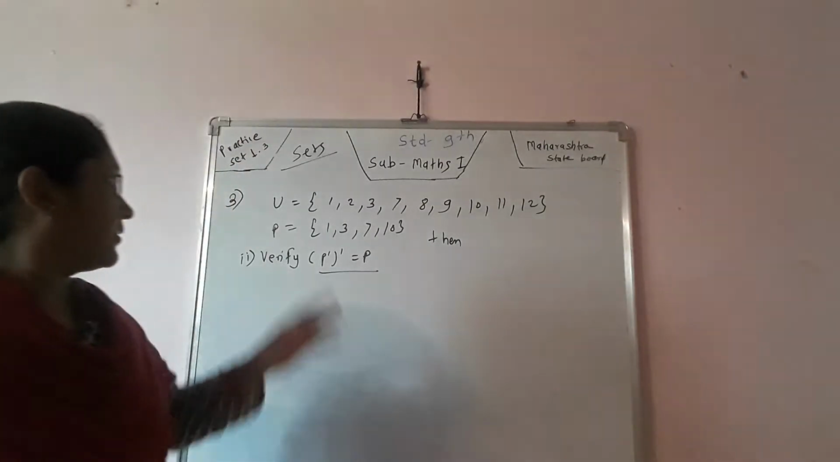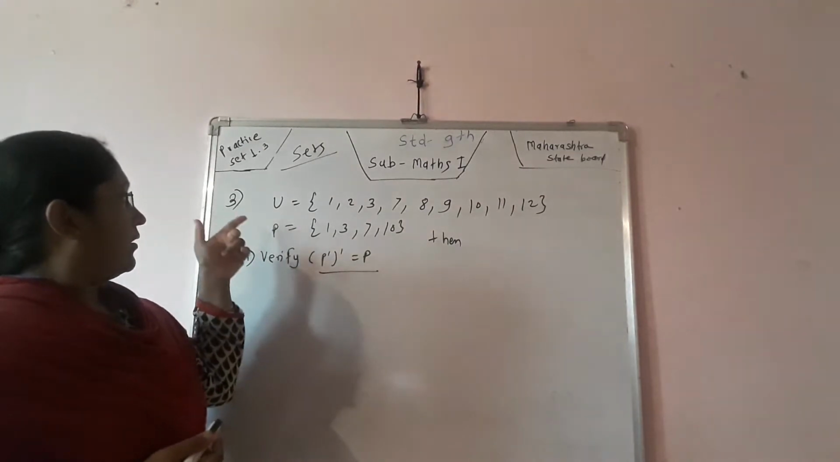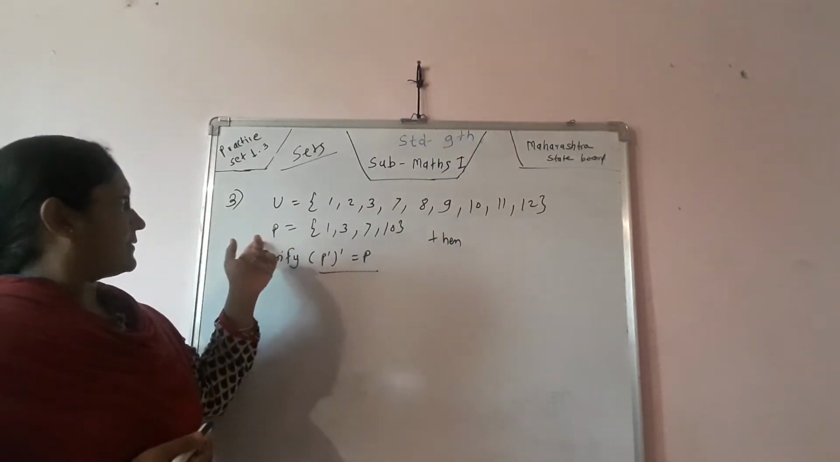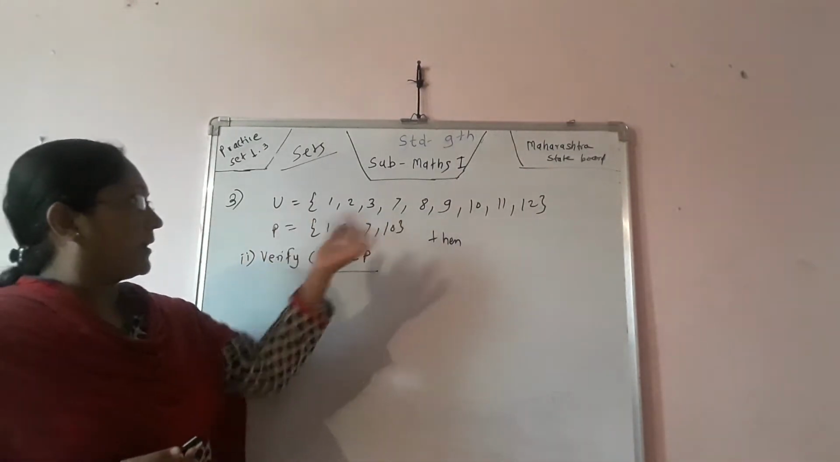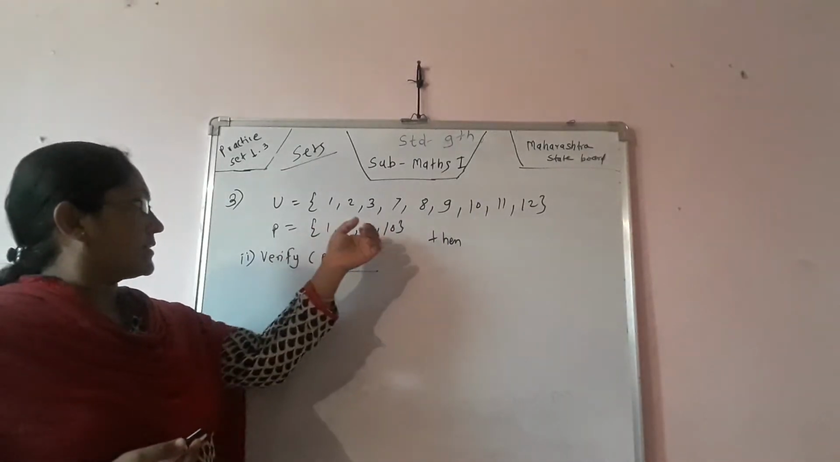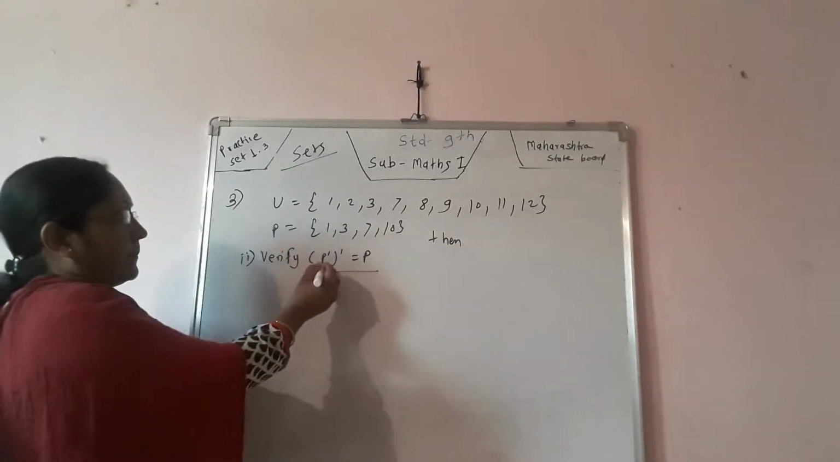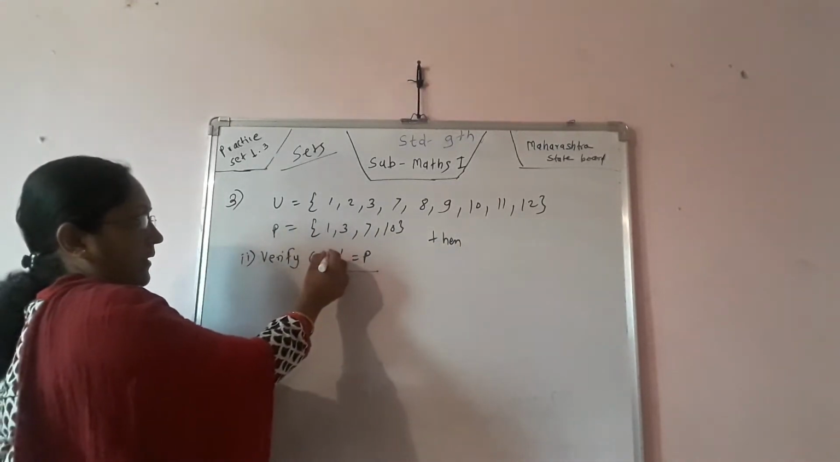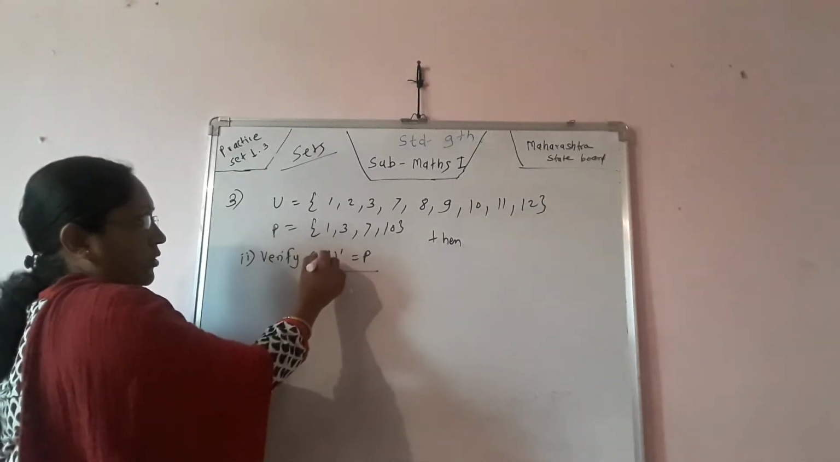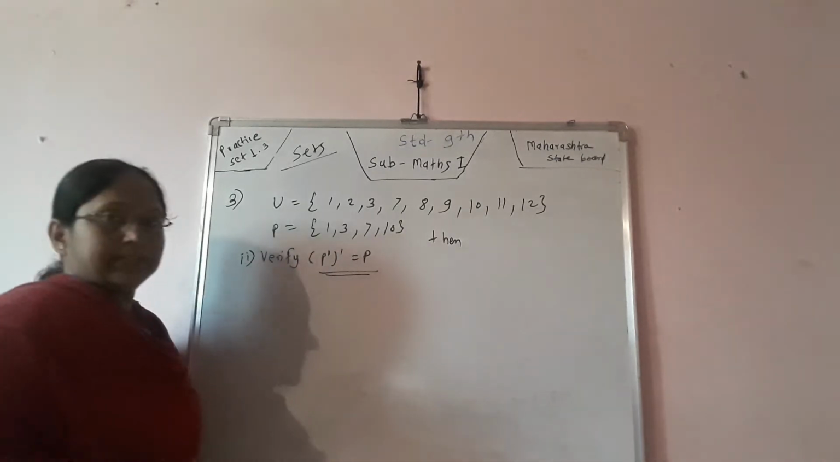Next question, I take the third question. The third question is that there is a given universal set, and another set is P. Universal set contains some elements, P set also contains some elements 1, 3, 7, 10, and now we are asked to verify P dash of P dash, that means complement of complement is the set itself.